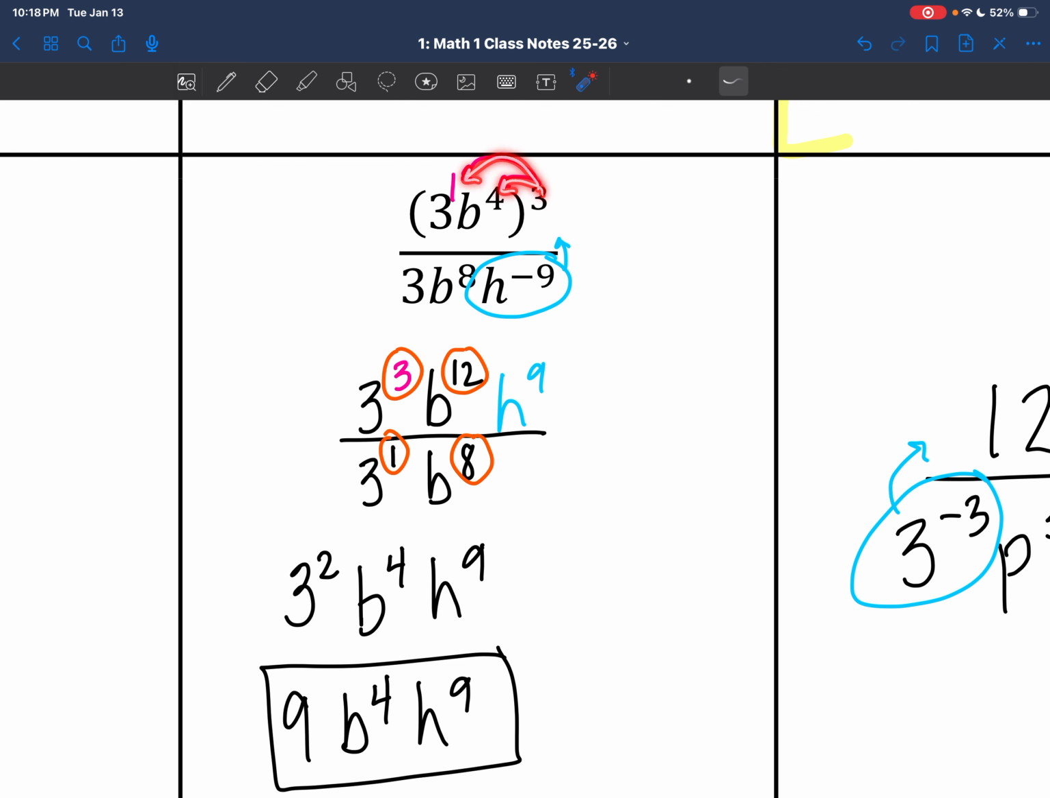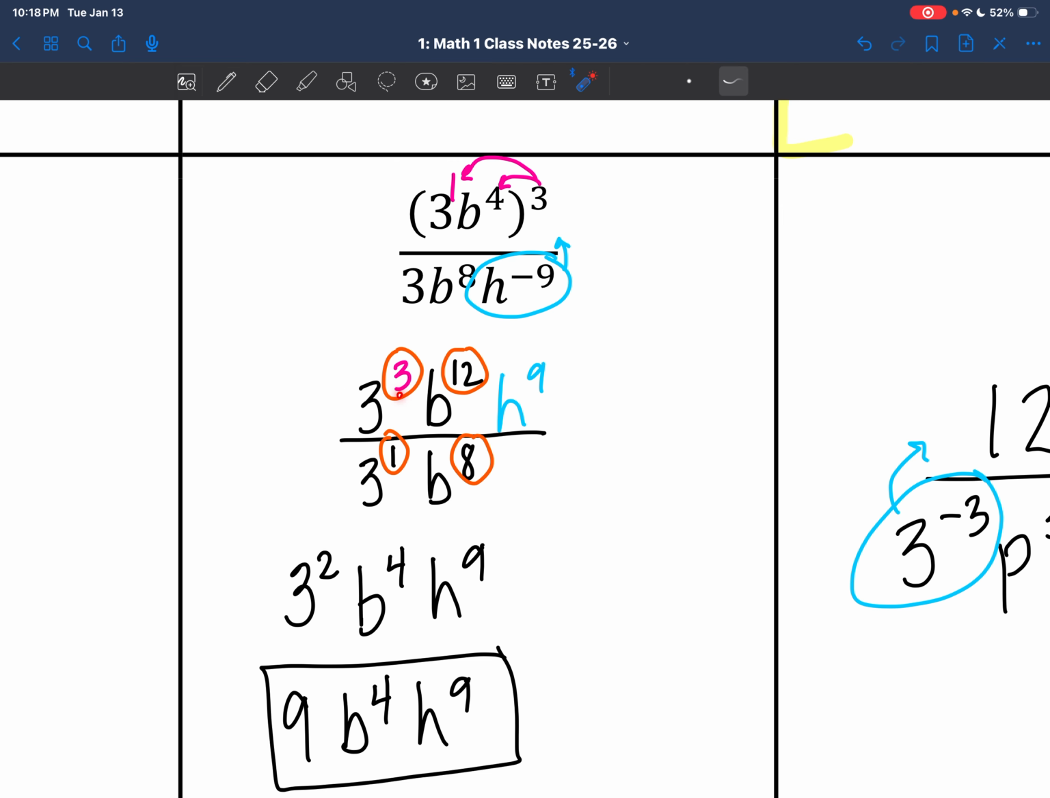Distribute or multiply the 3. So I'm going to get 3 to the 3rd power, b to the 12th power. And then here I have a negative exponent, so I'm going to move that up to give you h to the 9th. So now that I've got this, now we can start to simplify with our quotient.